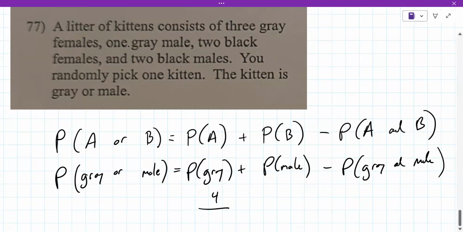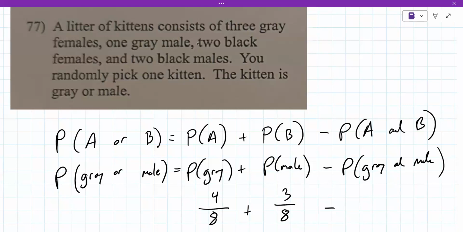The 3, 4, 6, 8. Oh, 3, 9. No, 8. There's 8. Yeah, this is 3, 4, like I said, 6. Yeah, 4 out of 8 are gray. How many are male? There are 3. 3 out of 8.